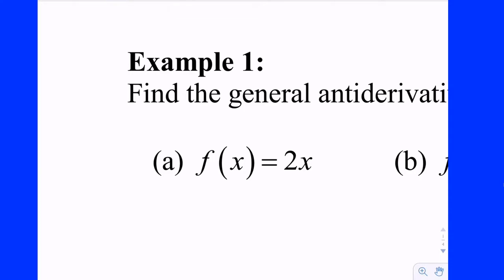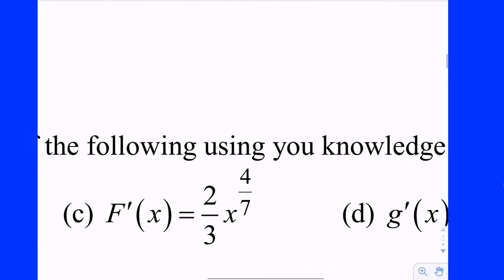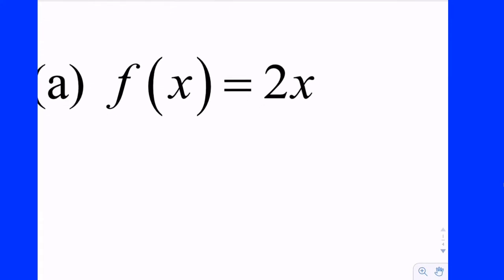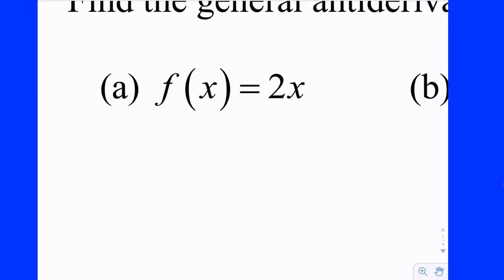Example 1. We're going to find the general antiderivatives of each of the following by using your knowledge of how to find derivatives. Okay. Now we're going to practice not just finding antiderivatives, we're going to practice our notation as well. Our notational location needs to be in the right spot. Okay. So, little f of x is equal to 2x. What would the antiderivative of little f be on the left? Big F, right? That's just the distinction that we give it, such that big F prime is little f. So we get big F over there, and the antiderivative of 2x.